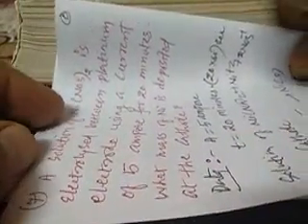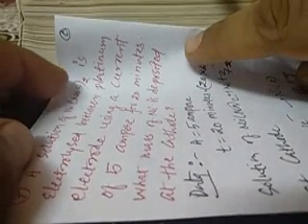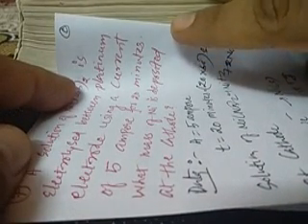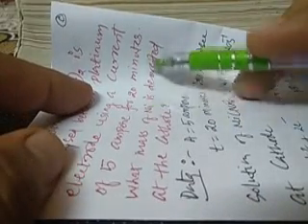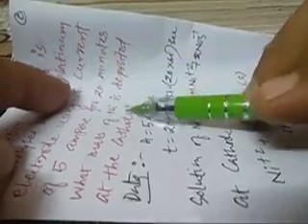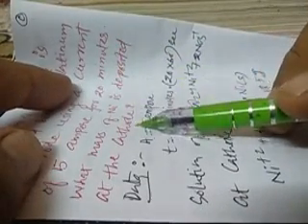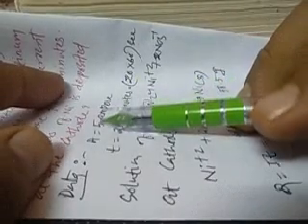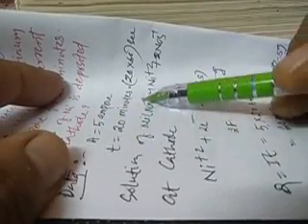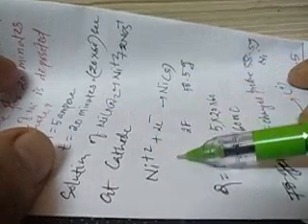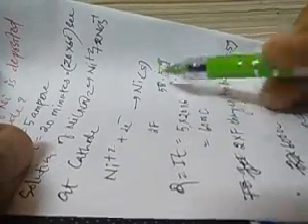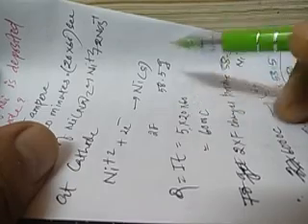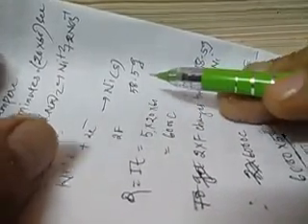Let us read the question. A solution of Ni(NO3)2 is electrolyzed between platinum electrodes using a current of 5 ampere for 20 minutes. What mass of nickel is deposited at cathode? So here the current is 5 ampere and t is 20 minutes. Here nickel is Ni2+, so it requires 2 electrons to turn into nickel solid. That means 2 Faraday will give you 58.5 gram of nickel.